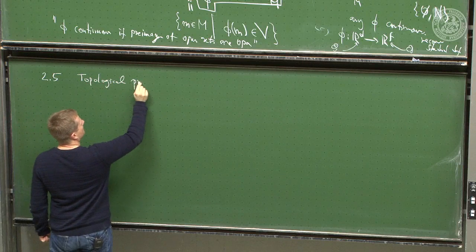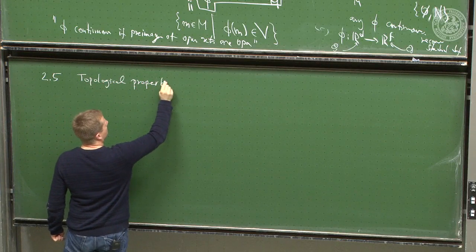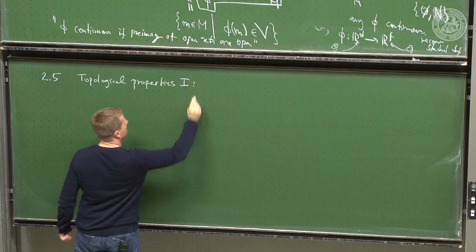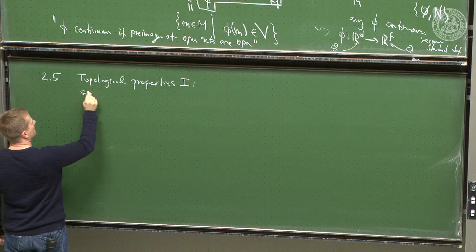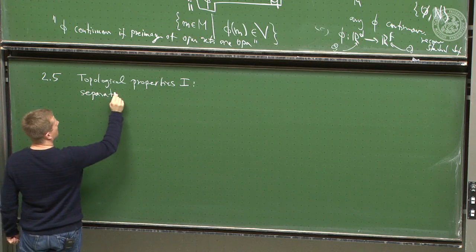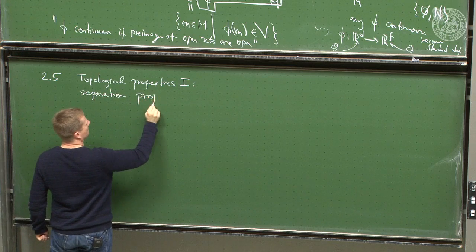Topological properties. 1, separation axioms or separation properties.